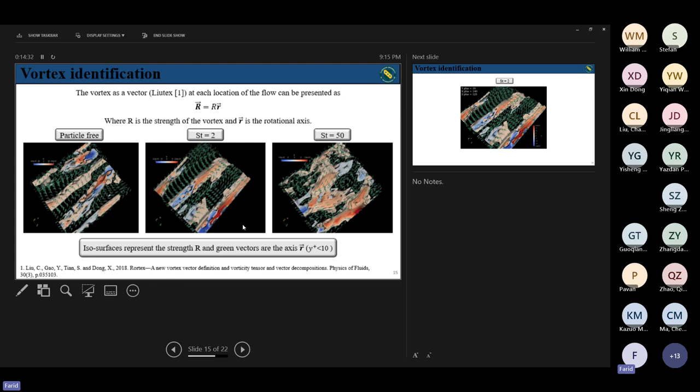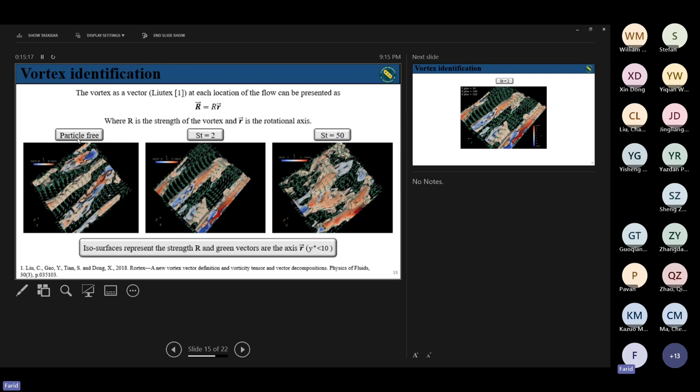So in these contours, I use the Liutex for identifying the vortices. As you know, Liutex gives us the strength of the vortex as well as the rotational axis. So here, the isosurfaces that I have in these three contours are presenting the strengths of the Liutex, and the green vectors are the direction at each grid of the computational domain. So we want to see if we can recognize those coherent structures or vortices through this method.